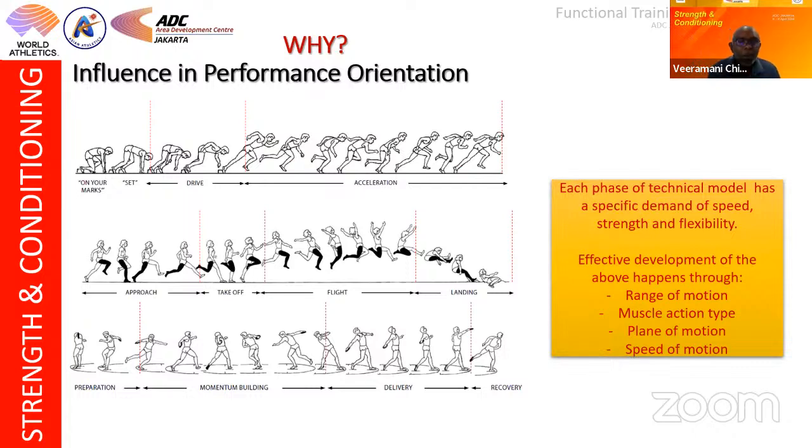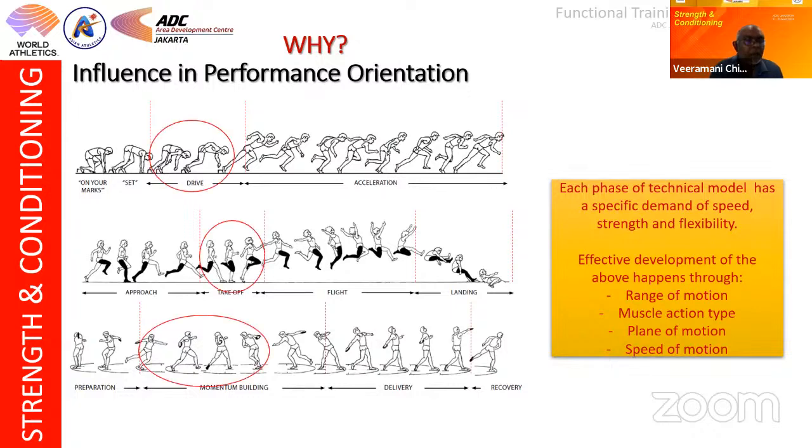Each phase of our technical model has a specific demand of speed, strength, and flexibility, just like what you all have just mentioned. So effective development of the above will be through a range of motion, and not any range of motion, but specifically through executing the force output that you're looking for. The muscle action types, what are the muscle actions? What are the planes? Mr. Akavit shared yesterday different planes of movement, and also speed of motion. How fast do you need to execute certain things? So all these will have an influence on what we want to do.